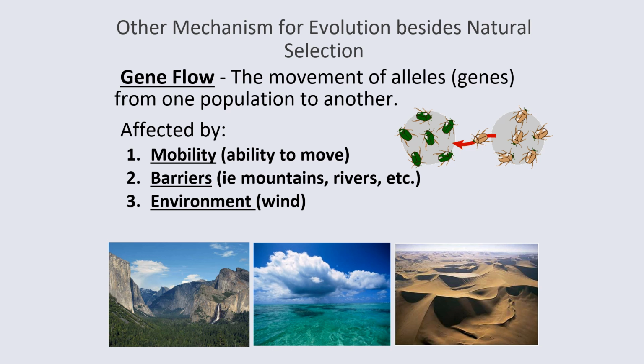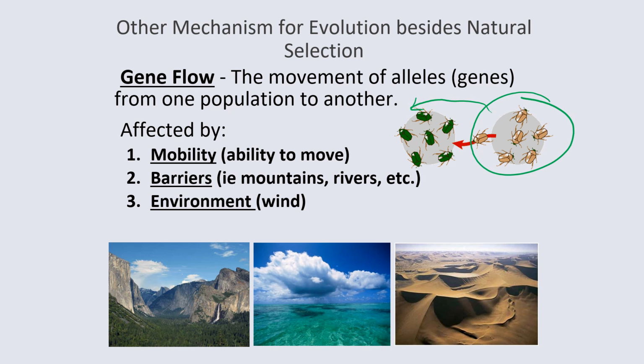The first one is gene flow, the movement of alleles or genes from one population to another population. And we can clearly see it in this example here of the birds moving from one to another. What affects gene flow would be mobility, so the ability to move. If we say that there are mainland mice, they can swim to the closest island, but islands very far away will not have those mice because they will die off before reaching those faraway islands.